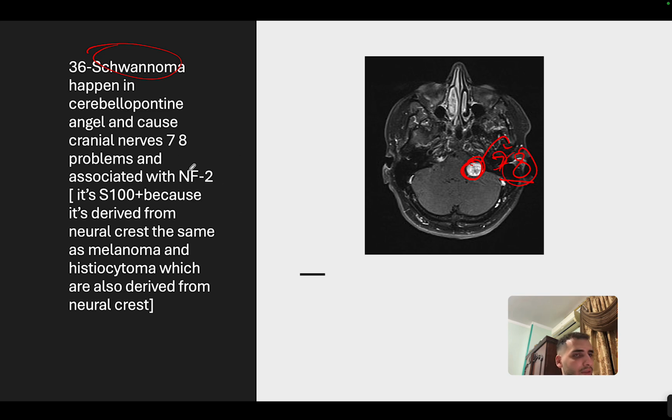Now, schwannoma is usually associated with neurofibromatosis type 2. This is important. Neurofibromatosis type 2, okay? And it's S100 positive because it's derived from the neural crest. Any cell that's derived from neural crest will be S100 positive. Melanoma is S100 positive. Histiocytoma, Langerhans cells, the histiocytoma is also S100 positive, okay? So this is schwannoma here, very important.